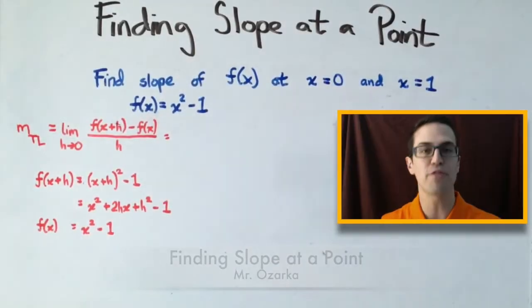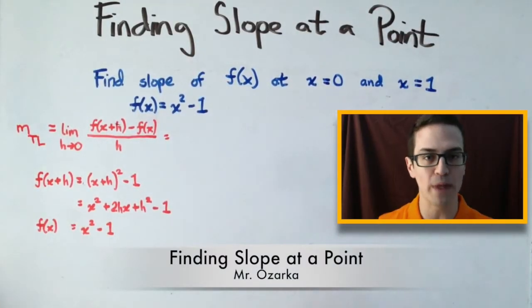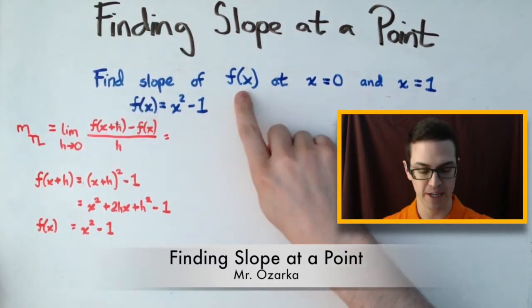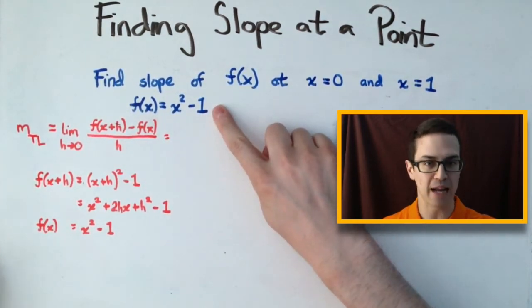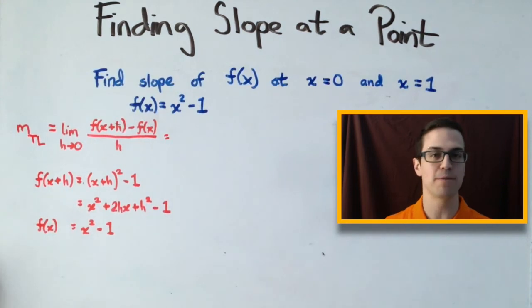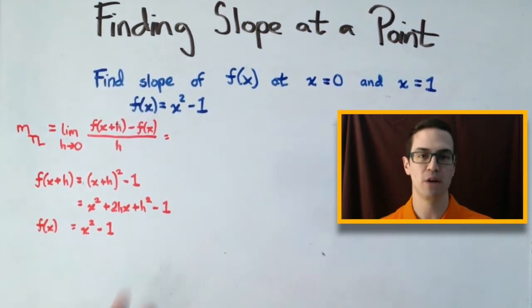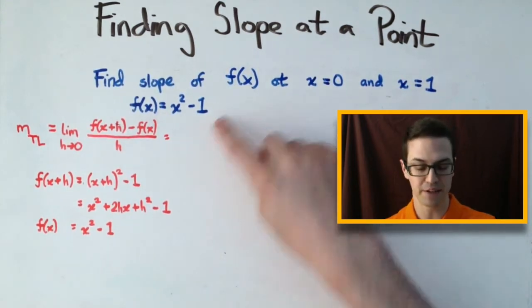Alright, so this is going to be another video about finding the slope at a point, only this time instead of giving you a linear function, the function right here, f of x, is going to be quadratic. And it makes the results a little bit different, and I want you to see the difference between the last video and this one, the last one being linear and this one being quadratic.